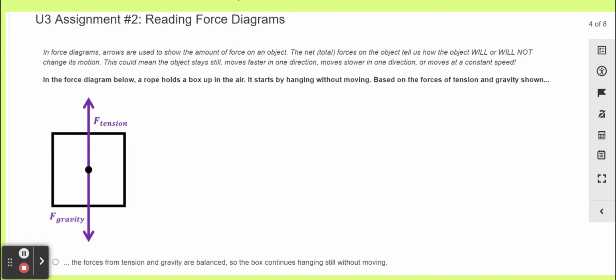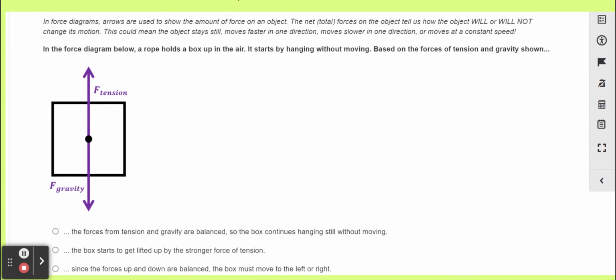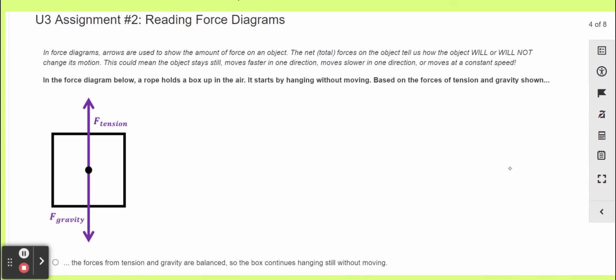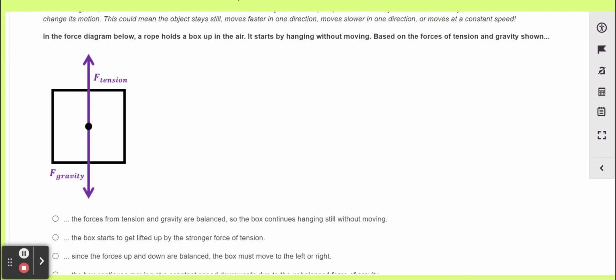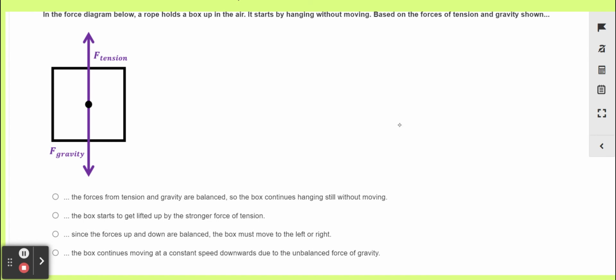Okay, the last couple questions are just trying to pick a description that best fits the diagram. So let's see here. We've got a box with gravity pulling down, tension going up. It starts by not moving. And so based on this tension and gravity, since the force of gravity and the force of tension are balanced, they're not going to have one side winning out over the other, so the box is not going to start falling and pulling away from the rope. The rope is not going to be pulling so strong that it pulls the box up. So our box is going to hang, and it's still not going to move.